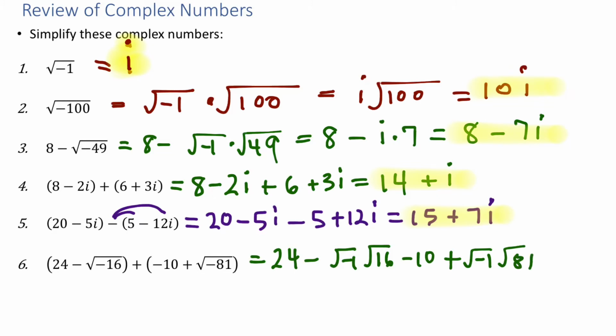So now let's go down to the next line. I've got 24 minus, so this is i, and this is the square root of 16, principal square root 4. So this is 4i.